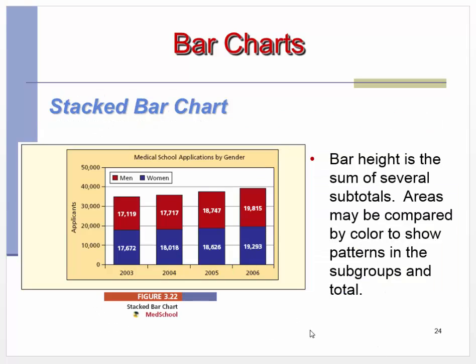Then you can have a stacked bar chart. In the stacked bar chart, the bar height is the sum of several subtotals. Areas may be compared by color to show patterns in subgroups and total. This shows the medical school application by gender. The maroon is for men, blue is for women. You can see the applications by women are increasing slowly, and the applications by men are increasing a little bit faster, it seems. This shows the comparison of genders also over the years.